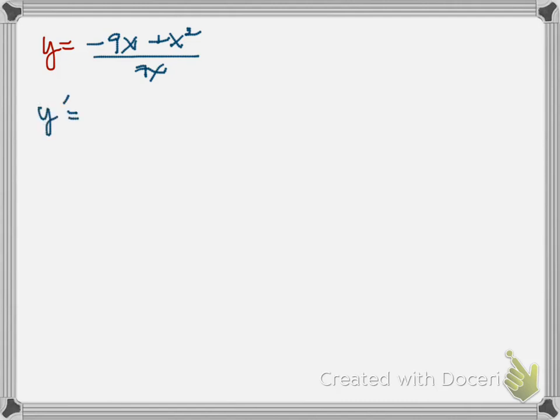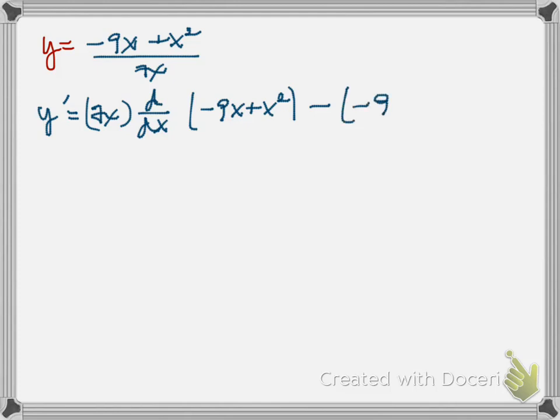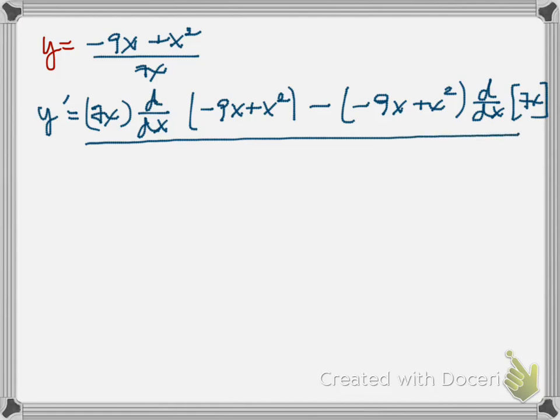Y prime equals, reciting the quotient rule, we have the denominator times the derivative of the numerator, minus the numerator times the derivative of the denominator, all over the denominator squared.